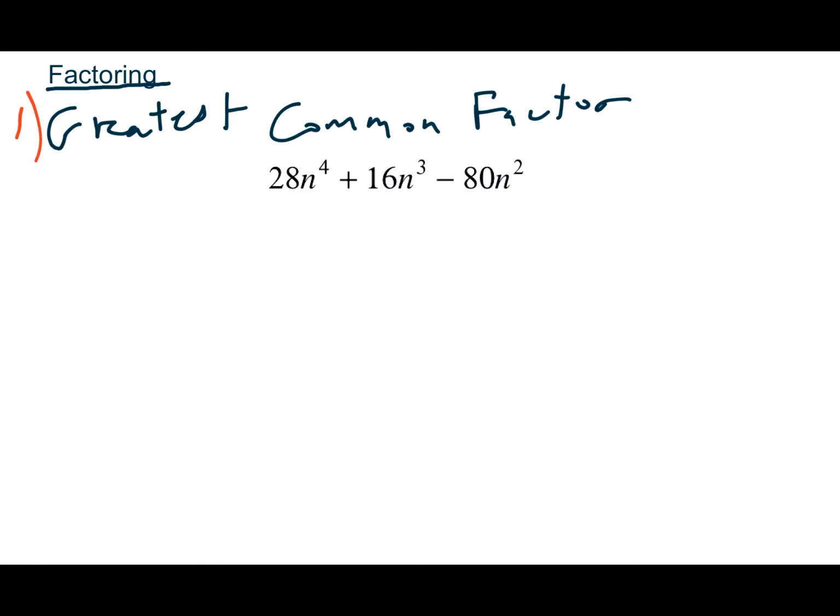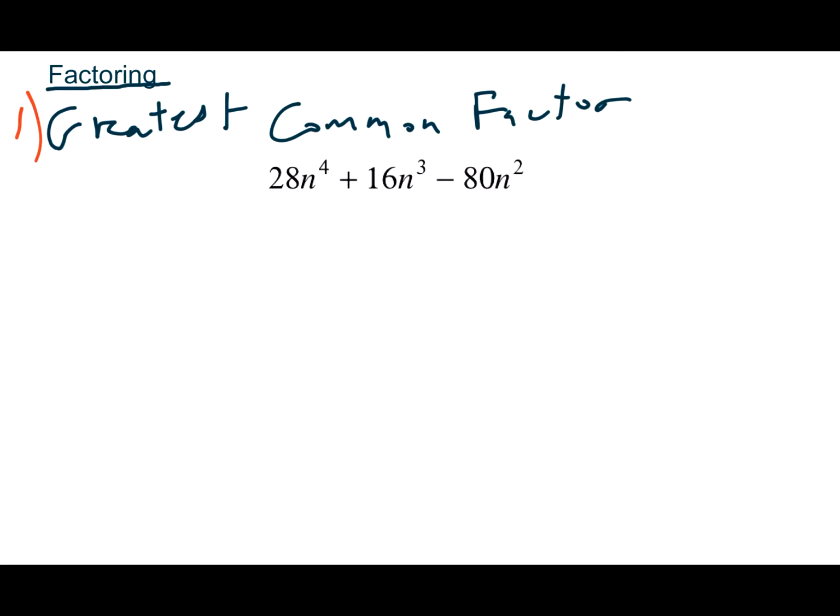You've got 28n to the 4th plus 16n to the 3rd minus 80n squared. Now when you're finding the greatest common factor, you can approach this a couple different ways. One, you can just look at the terms and go, alright, what's the biggest number that goes into each of the other numbers? That's one way to approach it. The other way is actually break all the terms down and try to figure it out that way. So I'm going to do that, and that way, if you need to do this, you know how to do it. If you don't need to do it, you don't need to.